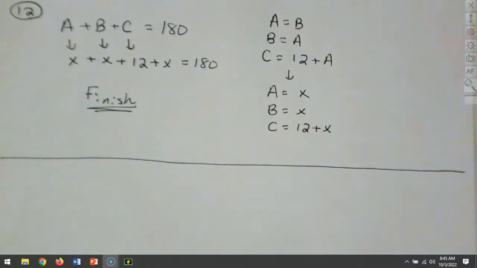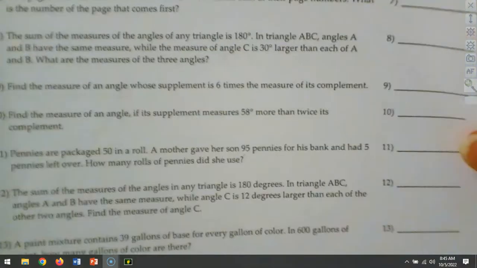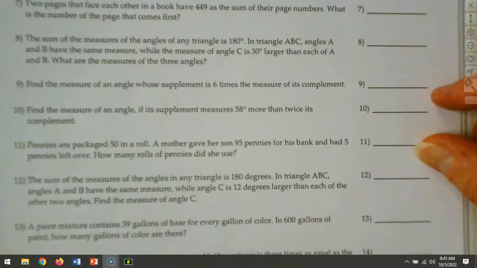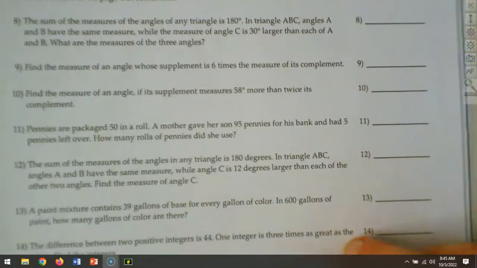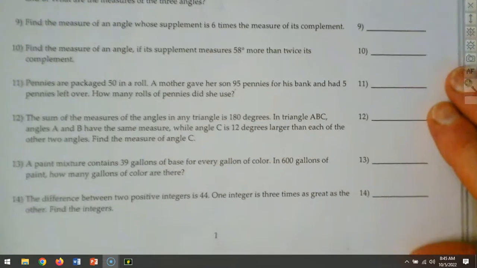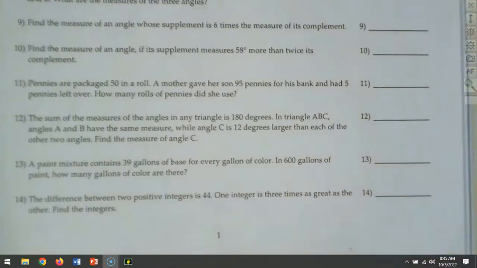Question 13. This is another one that has a total. And let's look at this one. This is a ratio type of question. So a paint mixture contains 39 gallons of base for every 1 gallon of color. In a total of 600 gallons of paint, how many gallons of color are there?